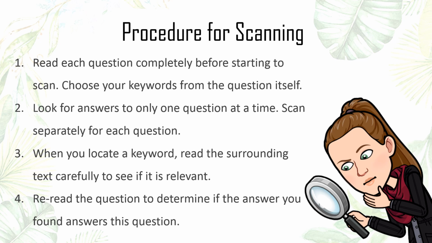And in order to do this, you need to go to step 4, which is to reread the question to determine if the answer you found answers this question. So your keyword might appear in the text more than once, but only on one occasion does the information that surrounds it have any relevance to the question that was asked. And we're going to look at an example now.